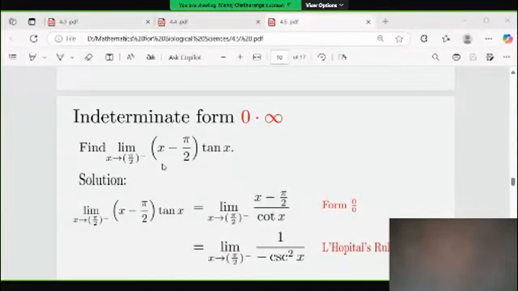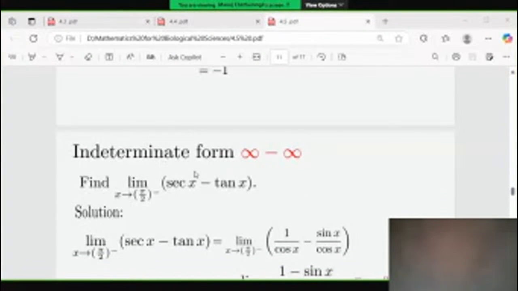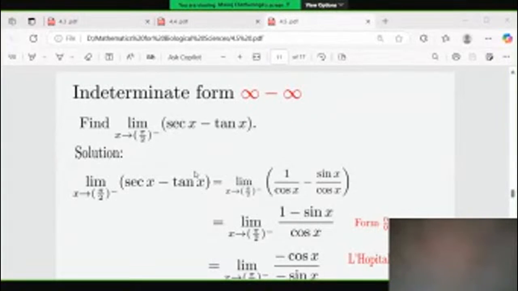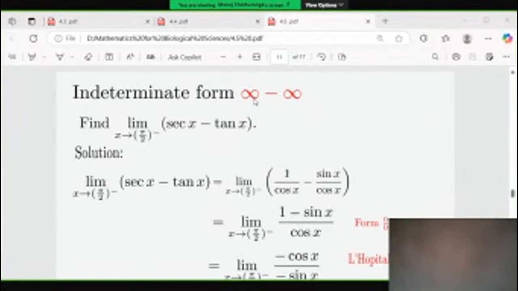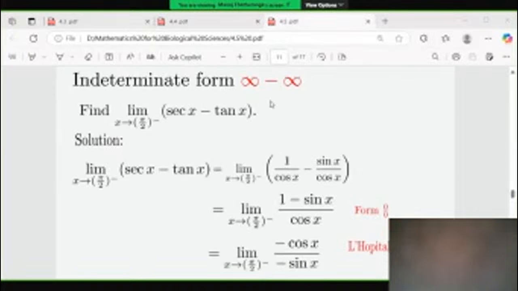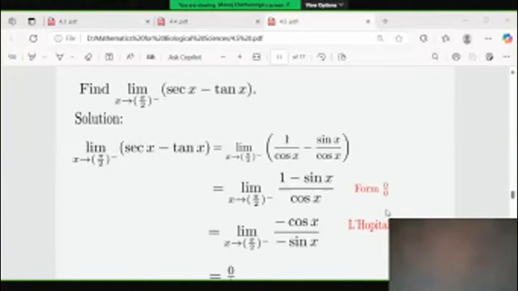Here is another example, but I will skip it because I want to move to the next section quickly. Here are some other examples. You should look at these examples and try to convert one of these indeterminate forms to 0 by 0 or infinity by infinity.